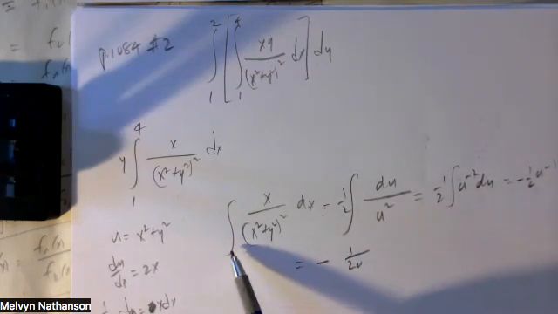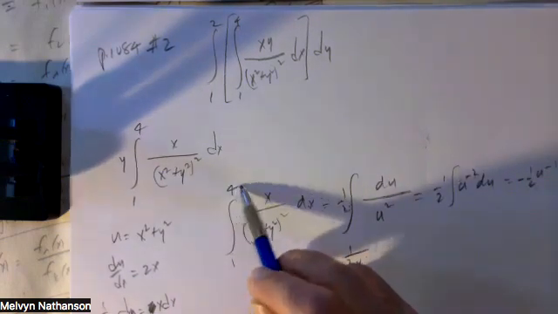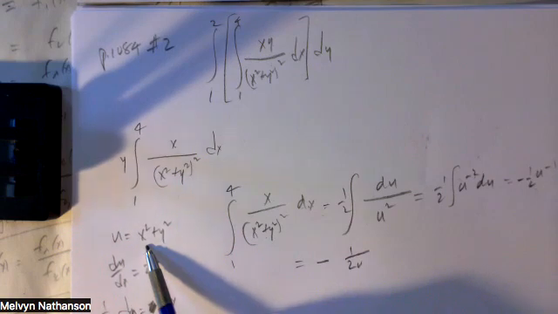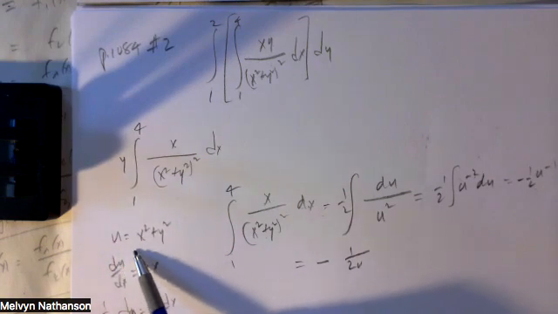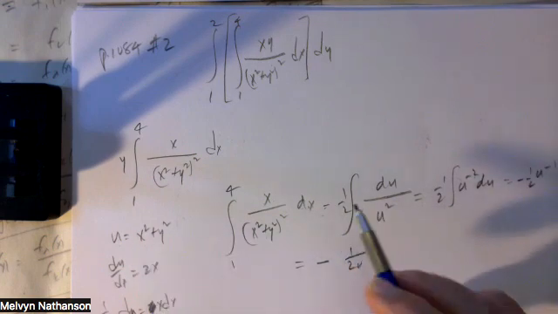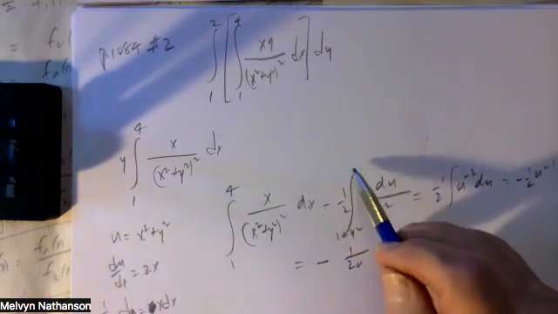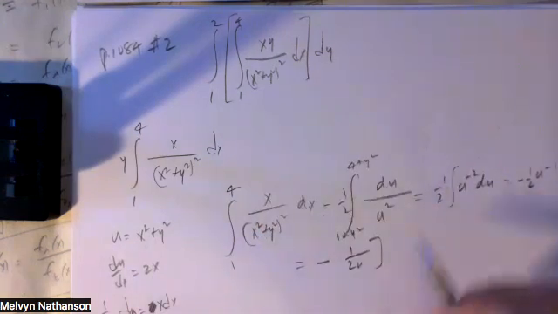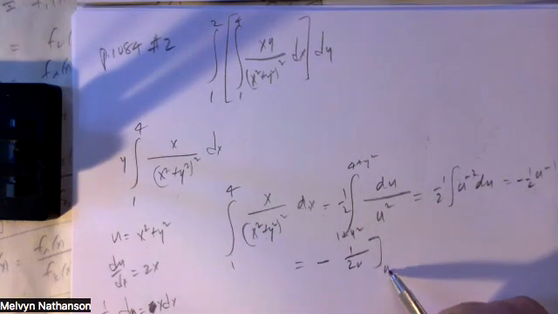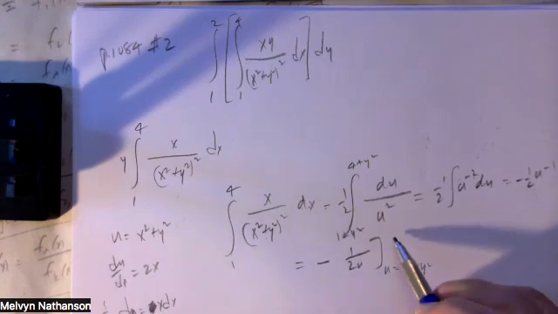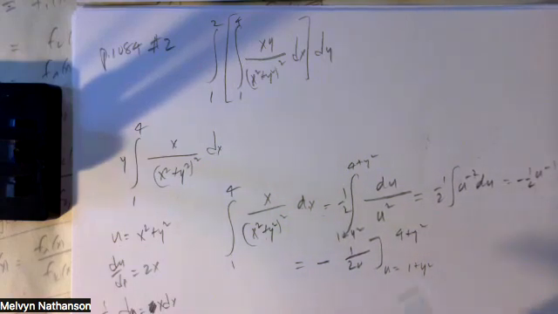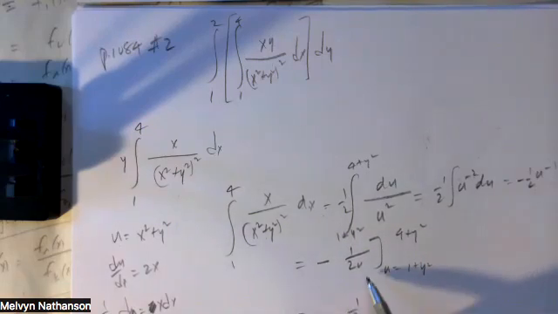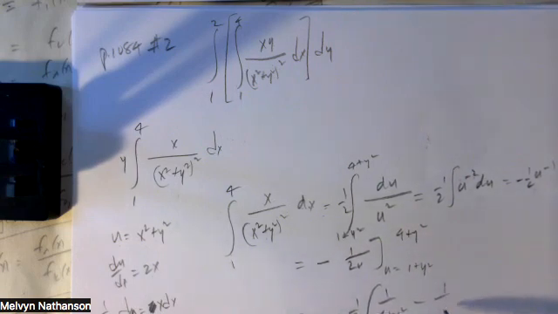And I'm integrating, x is going from 1 to 4. When x goes from 1 to 4, u is going from 1 plus y squared to 4 plus y squared. So this is minus 1 over 2u, from u going from 1 plus y squared to 4 plus y squared. So this is minus 1 over half, 1 over u, so 1 over 4 plus y squared minus 1 over 1 plus y squared.